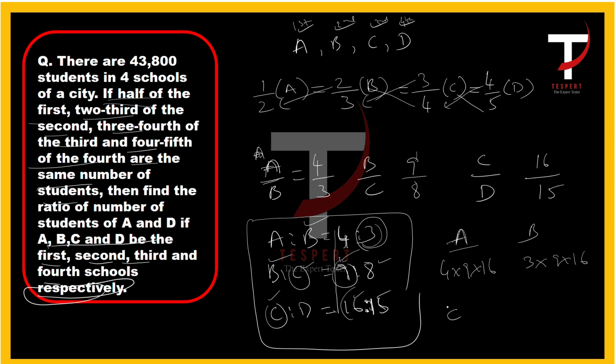To calculate the value of C, this is the order: 3 into 8 into 16. And what's the value of D? D will be equal to all the consequents, 3 into 8 into 15. By now I think you must be familiar with this method. If you are not familiar, then I will explain it one more time.